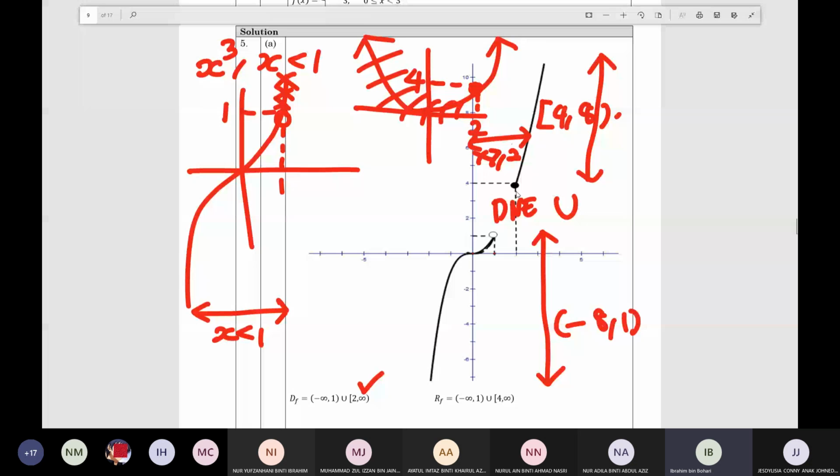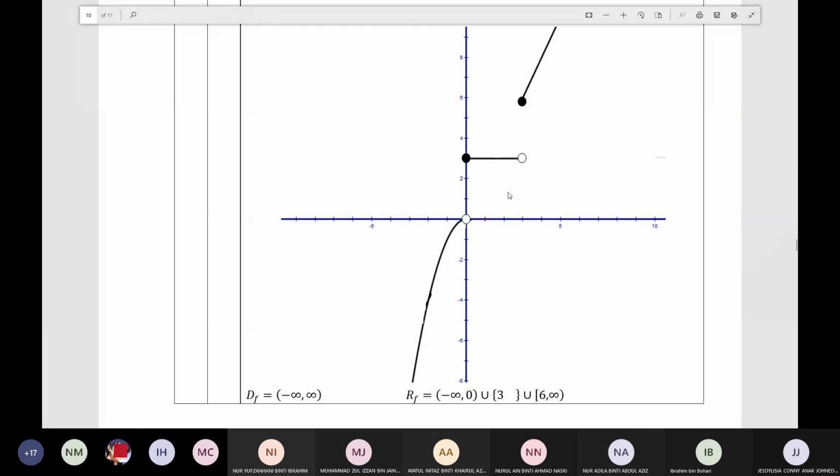And question B. Ini pun sama. Okay, check solution. Saya tunjukkan satu saja. First, graph of the quadratic function.